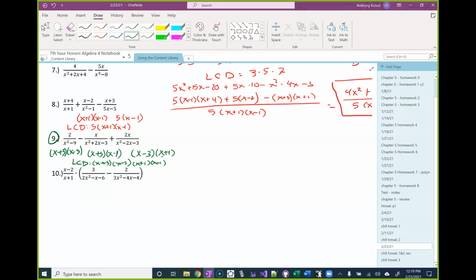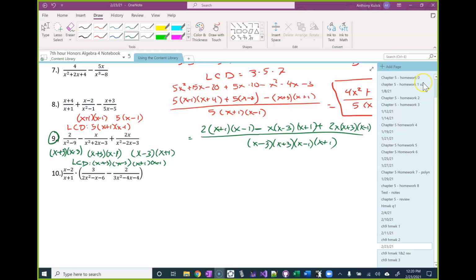Oops, that was a subtraction symbol I just miscopied. And then if I look at the last one, I'm missing the x plus 3 and the x minus 1. So now I need to multiply this stuff all out. So that's going to give me 2x squared plus, minus 2.